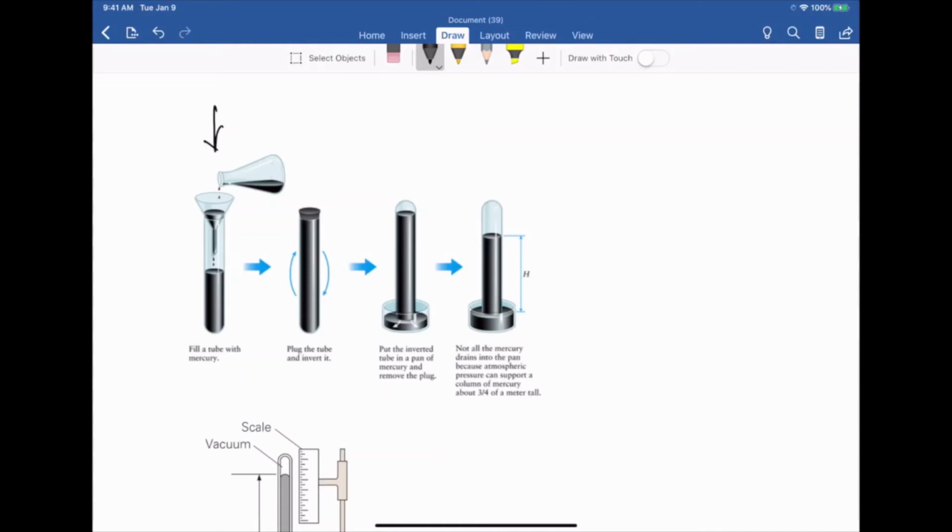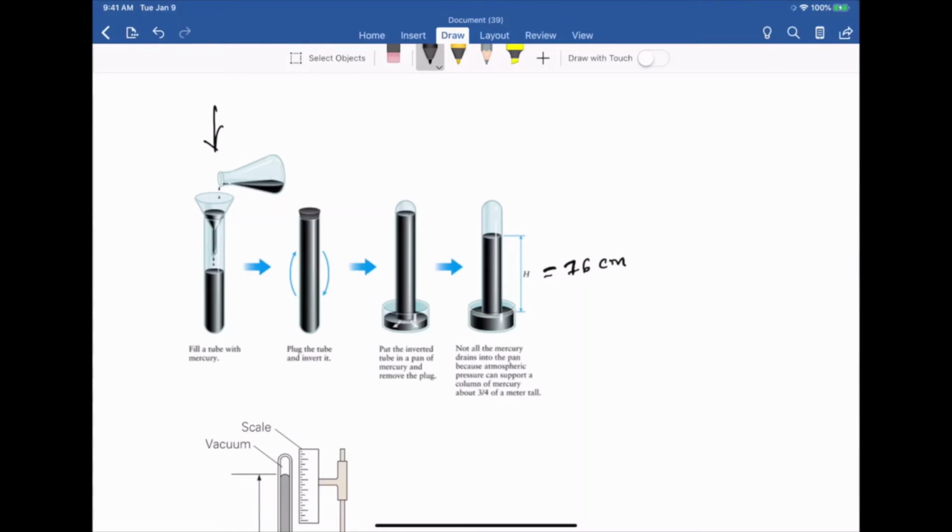You would find that some of the mercury now begins to flow out of the tube and fill up the pan, but the mercury stops flowing once its height reaches about 3/4 of a meter, like 76 centimeters. So this height is approximately 76 centimeters. This is something that surprised Torricelli when he did this experiment for the first time, because he probably expected that all the mercury would flow out. But he was surprised to find that all the mercury doesn't flow out. Once the height of the mercury column in the tube reaches around 76 centimeters, it stops flowing.